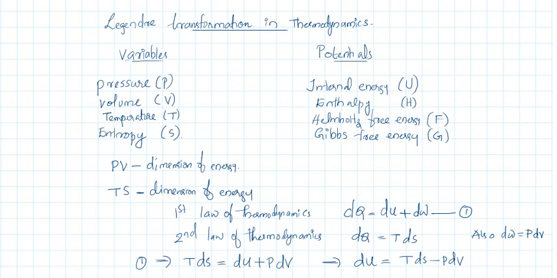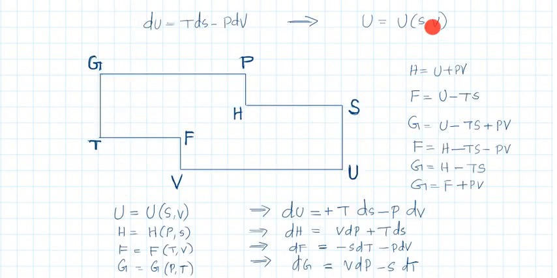So we can say that this internal energy is a function of S and V. Internal energy is a function of S and V. Okay, so dU has terms like dS and dV. That means U is a function of S and V. dU is TdS minus PdV. In the same manner, you can write expressions for dH, dF, dG, all the thermodynamic potentials.